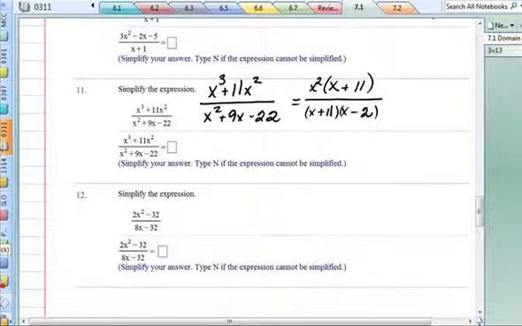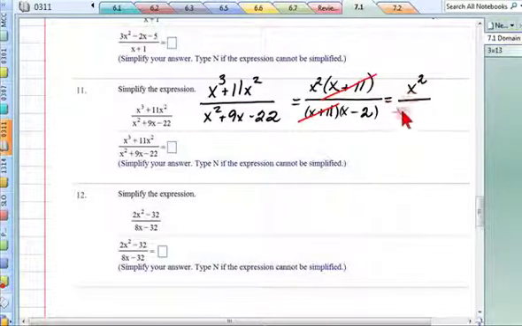What do you see as common factors? X plus 11, x plus 11. What does that leave me with as an answer? X squared over x minus 2. Now, I can go get my red color again, and should I mark these out?